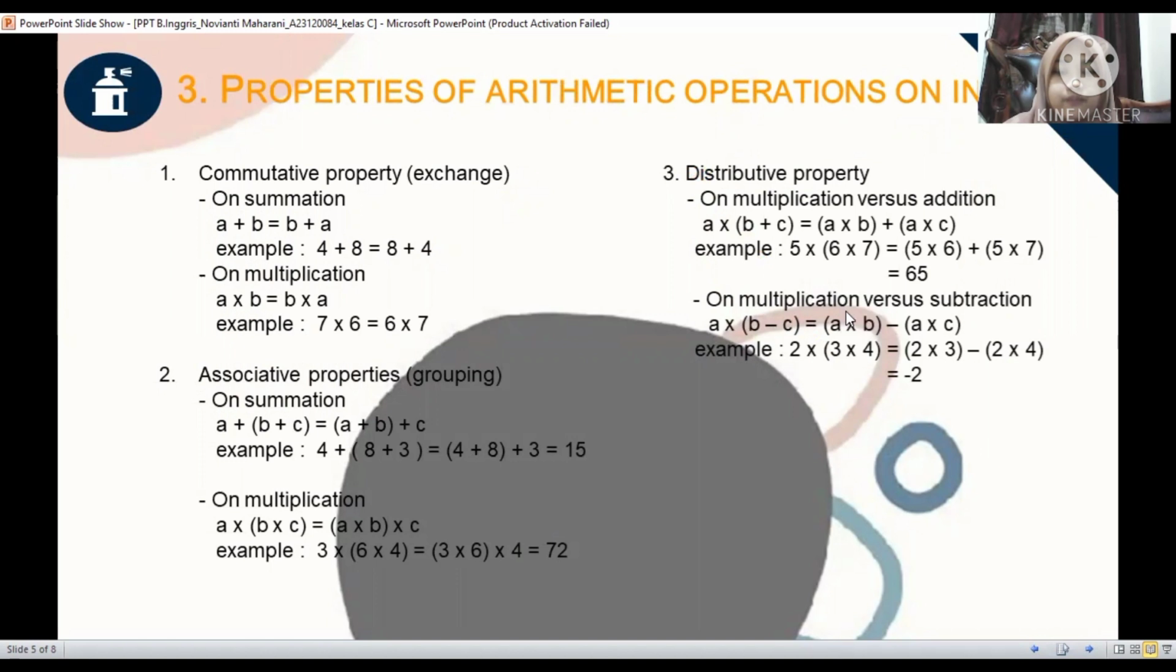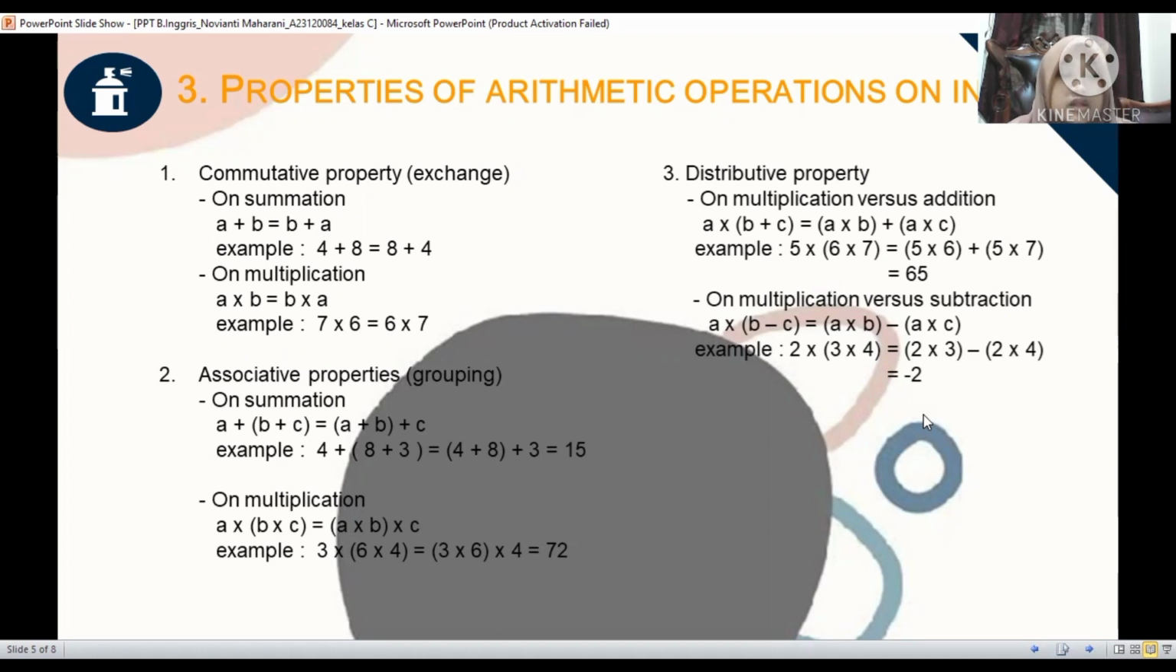The third, properties of arithmetic operations on integers. 1. Commutative property or exchange. On summation, A plus B equals B plus A. Example, 4 plus 8 equals 8 plus 4. On multiplication, A times B equals B times A. Example, 7 times 9 equals 9 times 7.